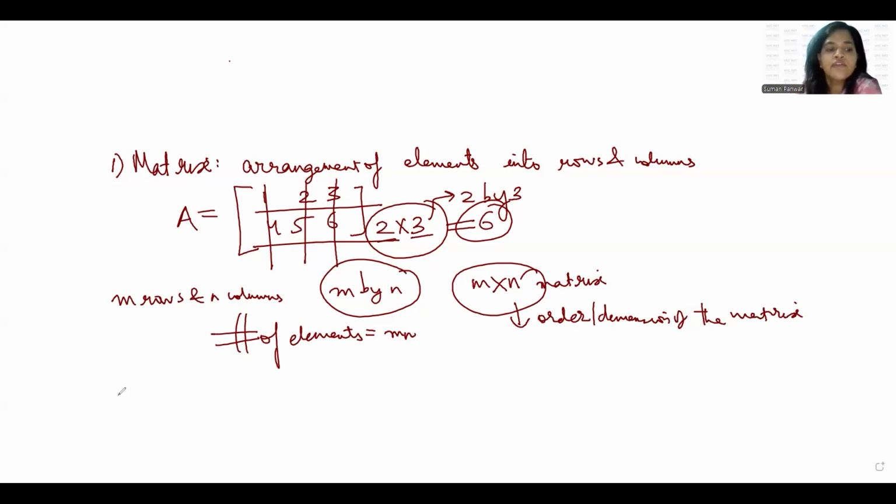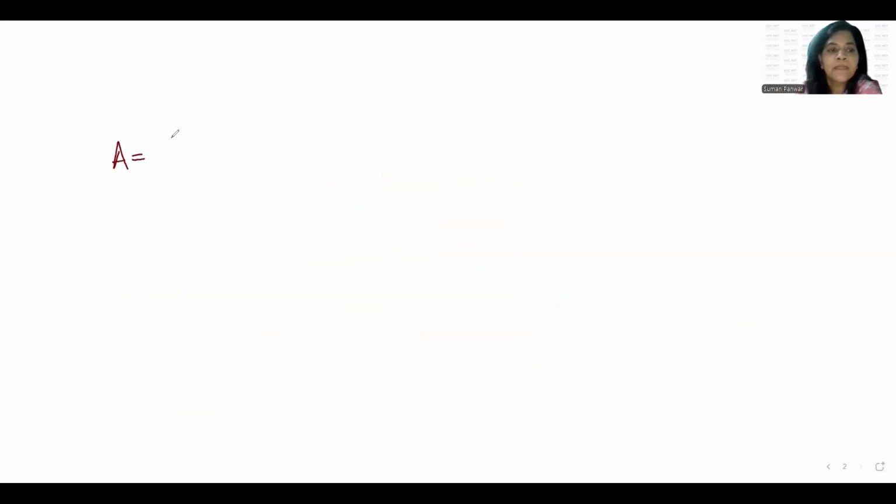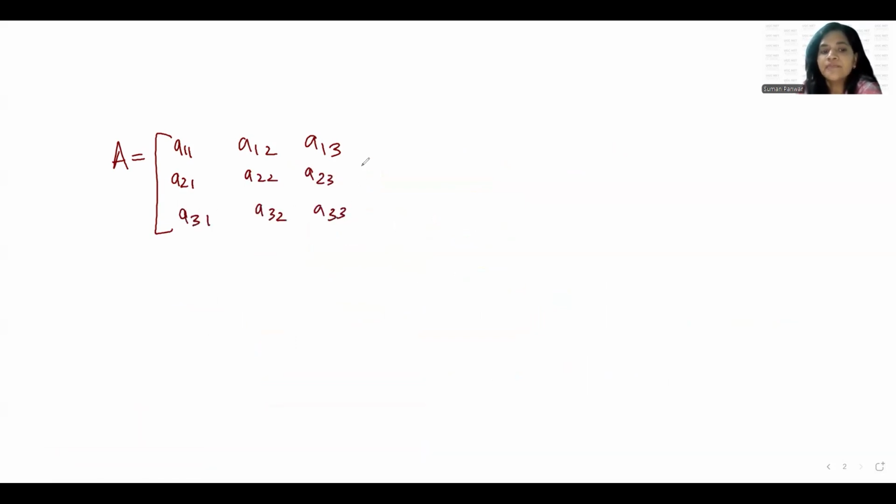Now, we also denote a matrix as Aij. What is Aij? Aij is nothing but the element in the ith row and the jth column. For example, if you have a matrix A, this is A11, A12, A13, A21, A22, A23, A31, A32, A33, and this is a 3 by 3 matrix. First row, first column; first row, second column; first row, third column. So positioning is done like this, Aij.